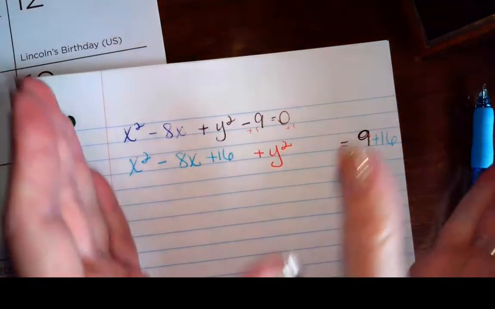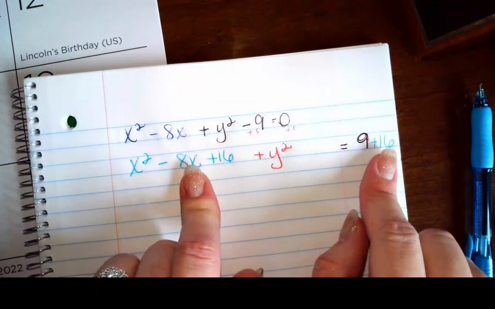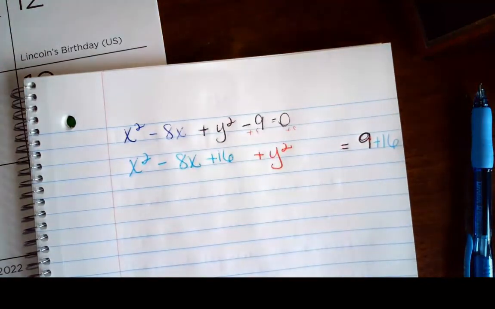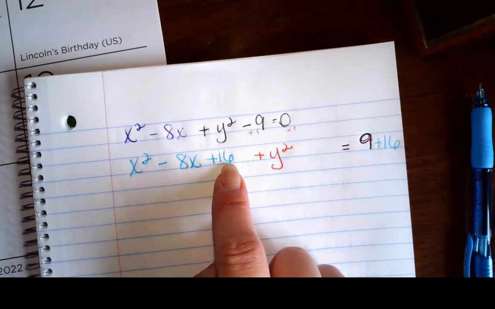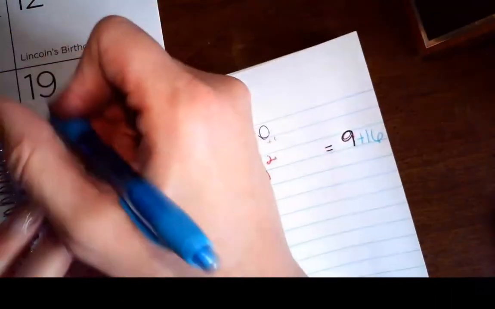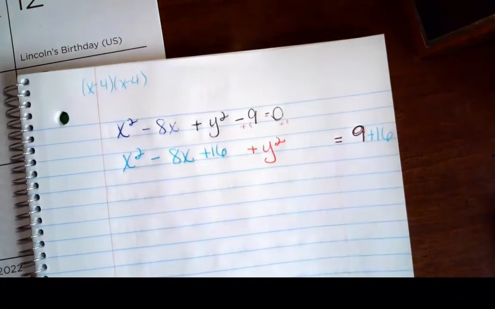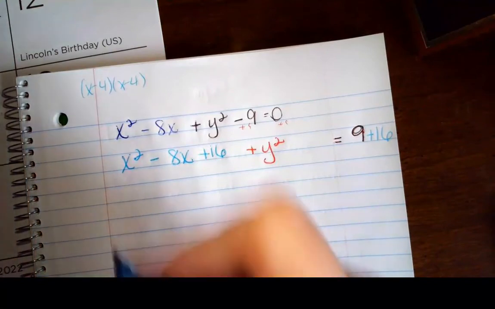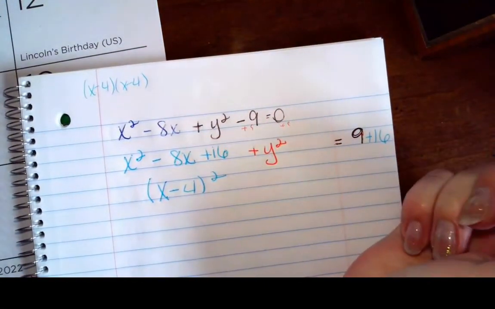So in order to maintain the balance of the equation, I need to create it on both sides. Why am I doing that? Because when I factor the blue stuff, what are two numbers that multiply to 16 that add up to negative 8? That would factor down to x minus 4 times x minus 4. But we are lazy math people, which means we're going to write that as x minus 4 squared.